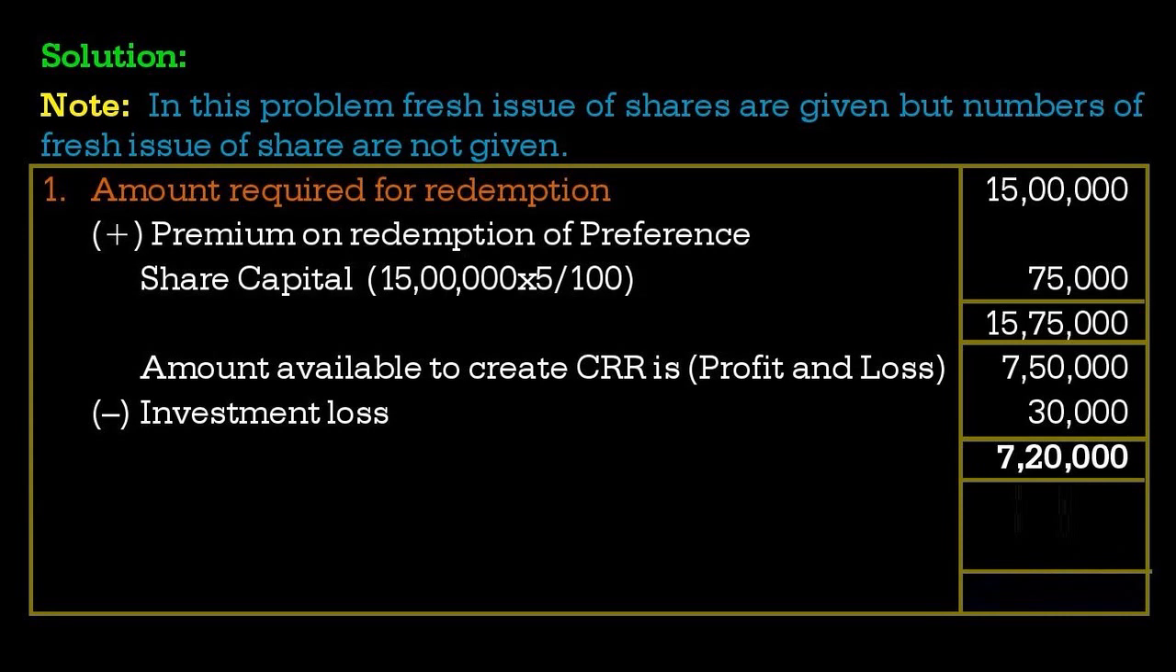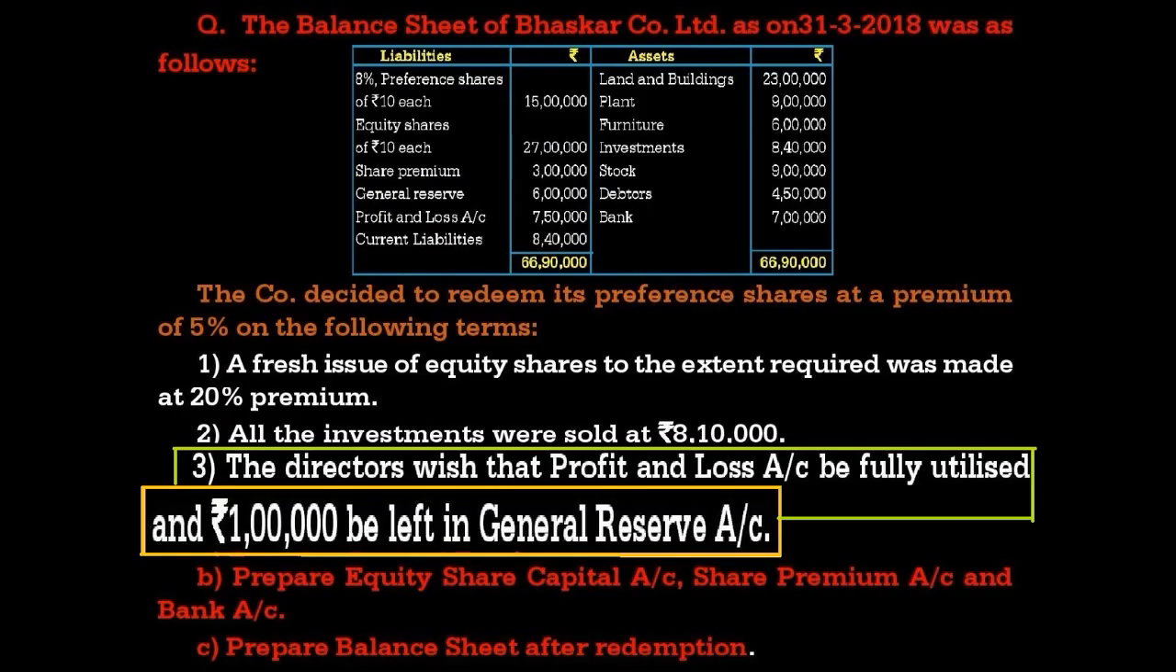That is one amount we got. This is one of the divisible profits we are utilizing to redeem our preference shares. Next, go to the third point of the problem again: 1 lakh be left in general reserve account.